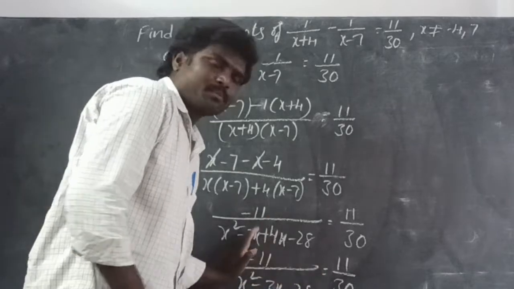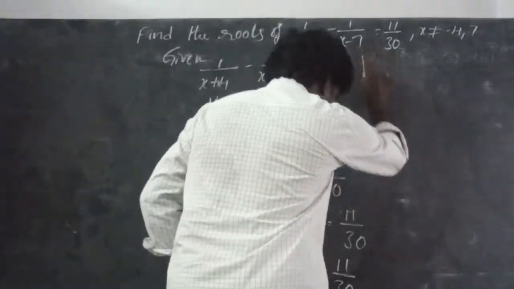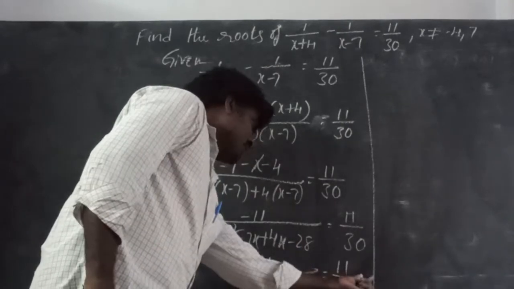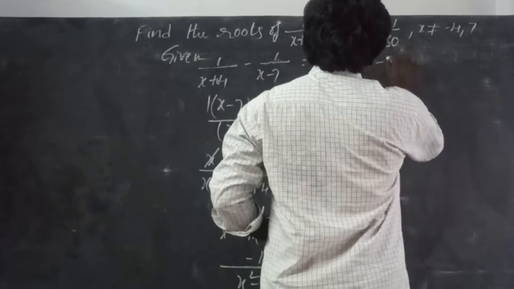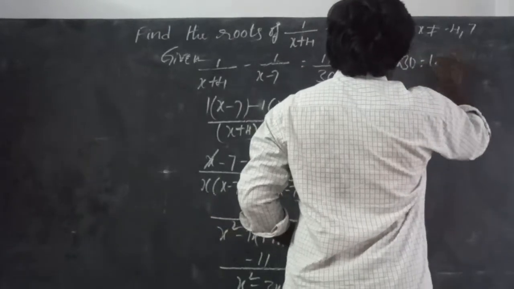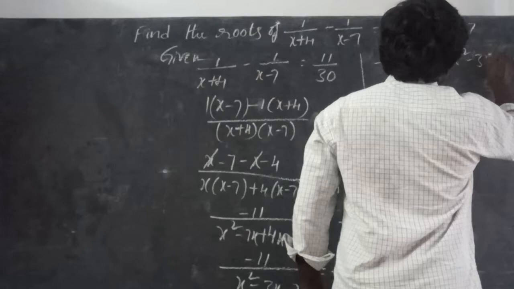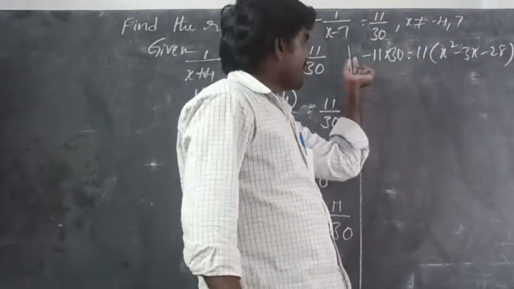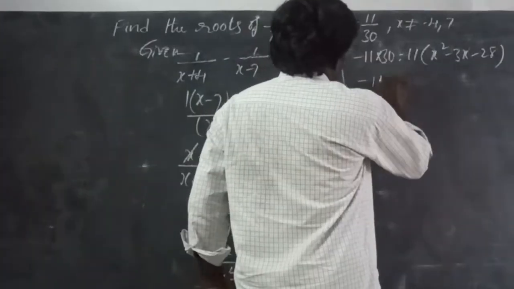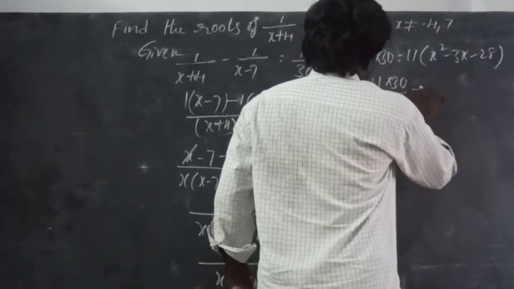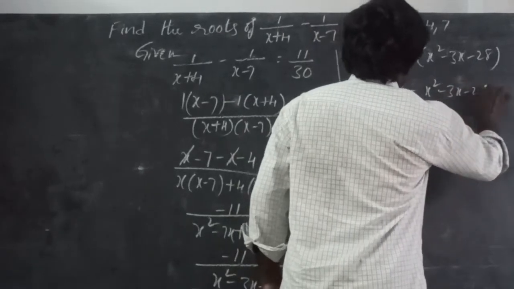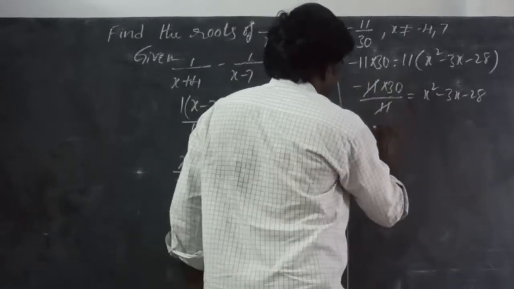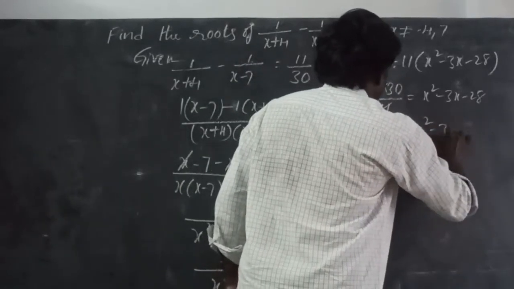Here we can cross multiply. The 30 goes to the left side as multiply, and the divide becomes multiply. So minus 11 into 30 is equal to 11 of x square minus 3x minus 28. The 11 here is multiplied, so it goes to the other side as divide. So minus 11 into 30 by 11 is equal to x square minus 3x minus 28. The 11s cancel, so minus 30 is equal to x square minus 3x minus 28.